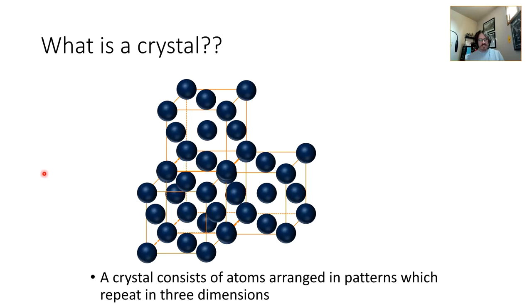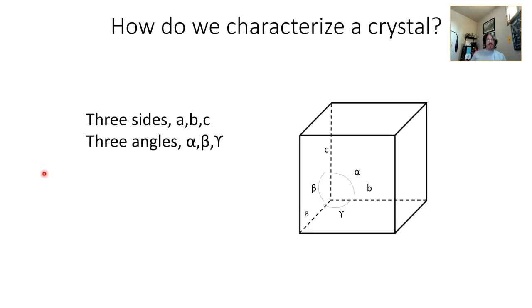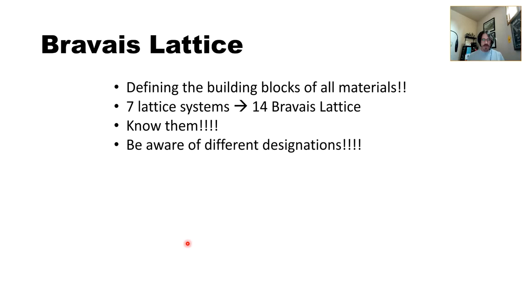A crystal consists of atoms arranged in patterns. These patterns repeat in three dimensions. Unit cell. How do we characterize a crystal? So hopefully this is review for some of you, or all of you actually. We typically characterize a crystal with three sides, which we usually denote as A, B, and C, and we denote the angles between our sides as alpha, beta, and gamma. So three sides, A, B, C, three angles, alpha, beta, gamma.